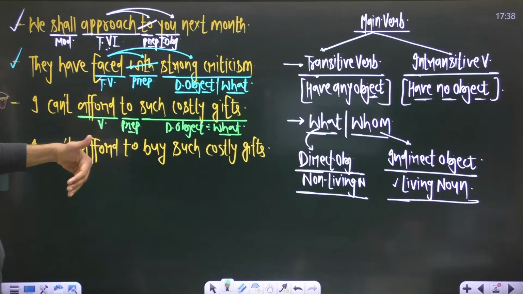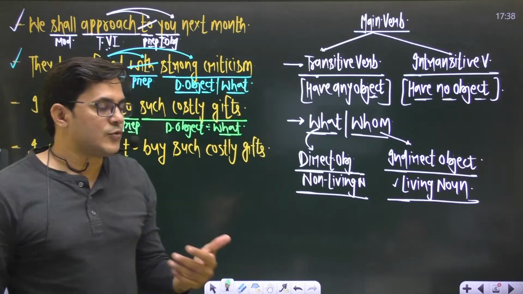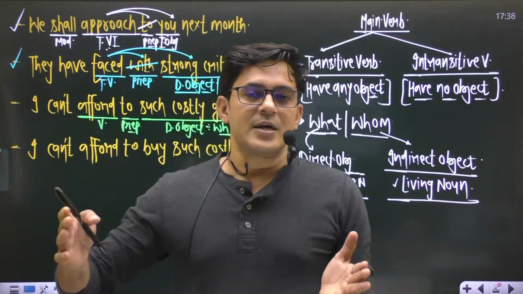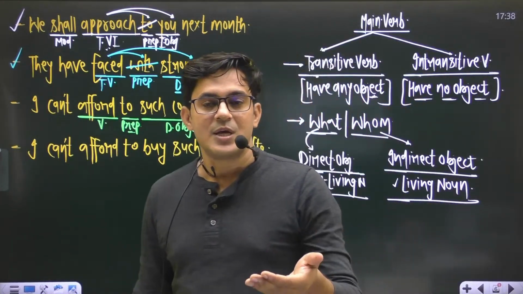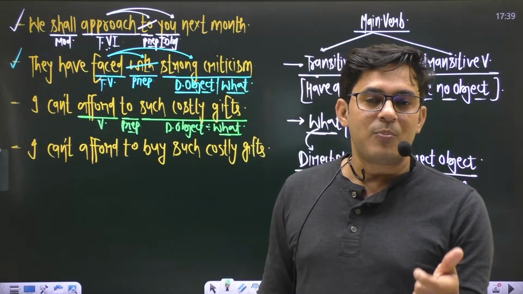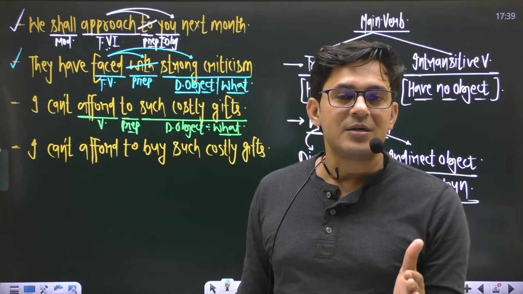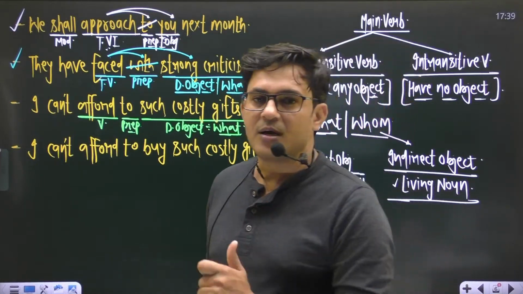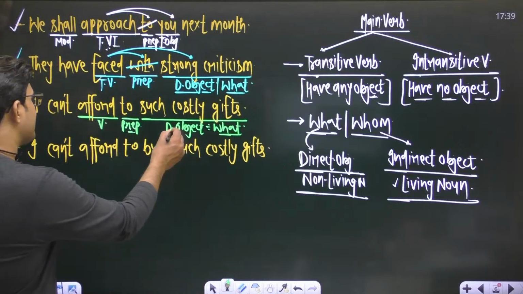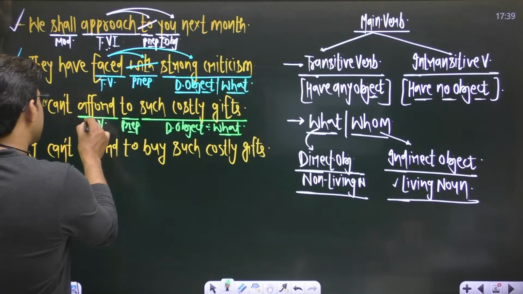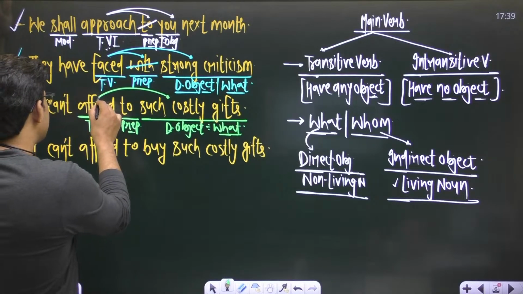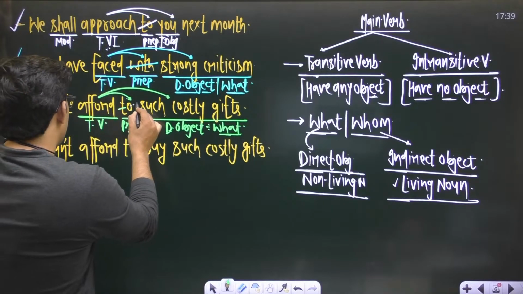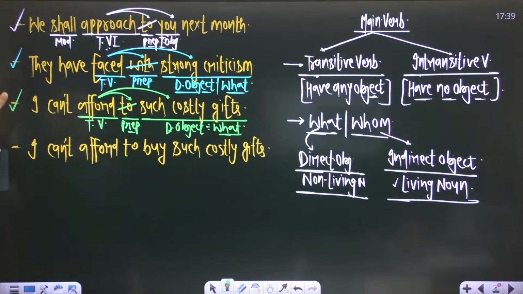If you just put the question, what can I not afford? The reply will be, I cannot afford such costly gifts. Meaning, you are getting the reply of what, and the reply of what or whom is always an object. So this word now becomes the object, the reply of what. In the sentence, the verb is transitive, transitive verbs are followed by objects, transitive verbs are not followed by prepositions, so drop the preposition to. The sentence will be fine now: I cannot afford such costly gifts.